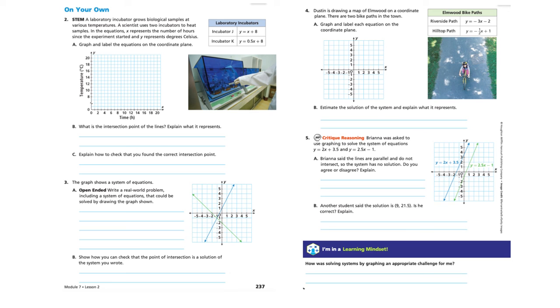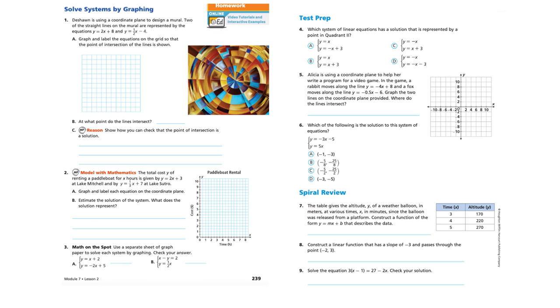Here's the on your own. So if you did well on the check understanding and you feel like you have a good grasp of this, go ahead and work on this on your own. And then this homework page is optional unless you feel like you need a little more practice. But if you feel like you've got it down and you're doing great, then just go ahead and do the test prep and the spiral review, and you'll be finished with this lesson, and we'll see you in lesson 3.